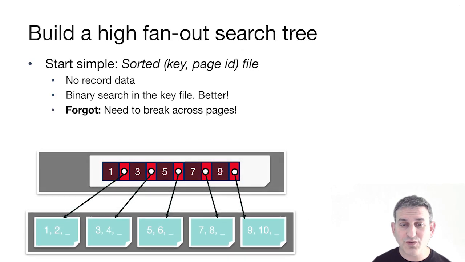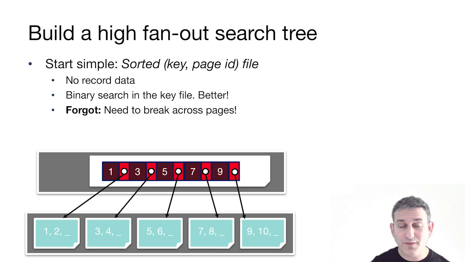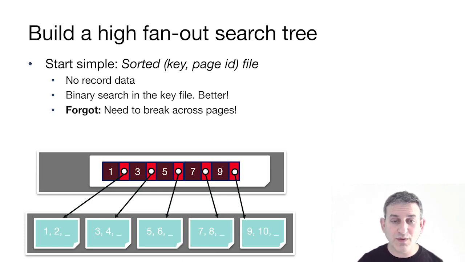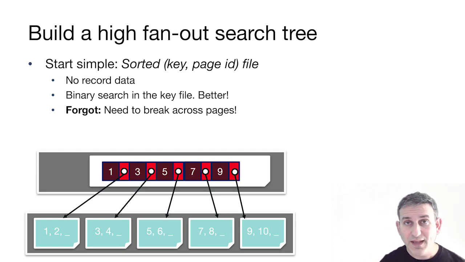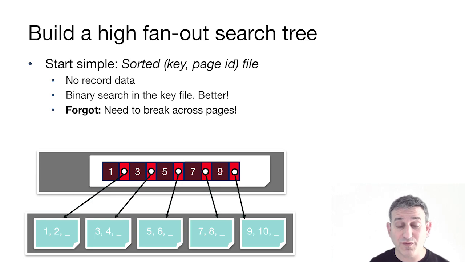So the first natural thing to do is to build a search file for our file. So we're going to start with this file up above. And this is a file of key, page ID pairs that is sorted by key. So you can see there's a 1 and a page ID that points to the page that starts with 1. There's a 3 and a page ID pointing to the page that starts with 3, and so on. This is going to be better. This is a much smaller file than the original file, and we can do binary search in this much smaller file. So we already have a win.